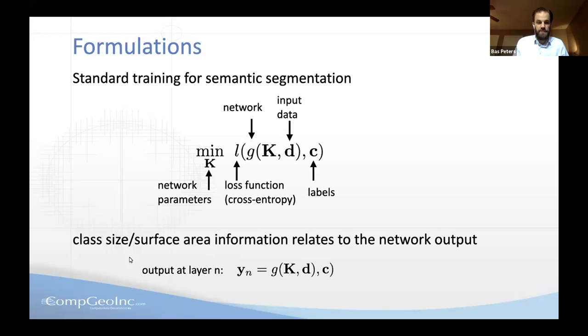And note that if you have the size of a class or surface area information, that would be the minimum and maximum size of the object you're looking for. They could be loose bounds. They don't have to be very tight. That is information that relates to the output of the network at the last layer, so that would be the network state Y at the last layer N, which is just the output of the neural network. That's a bit different than in inverse problems, where we typically care about properties of the model parameters. But in this case, we care about the final state.